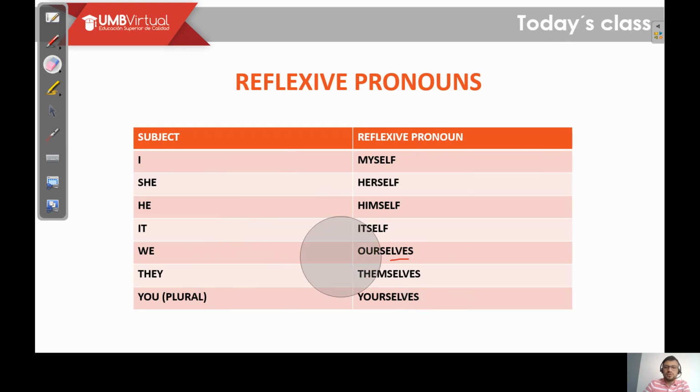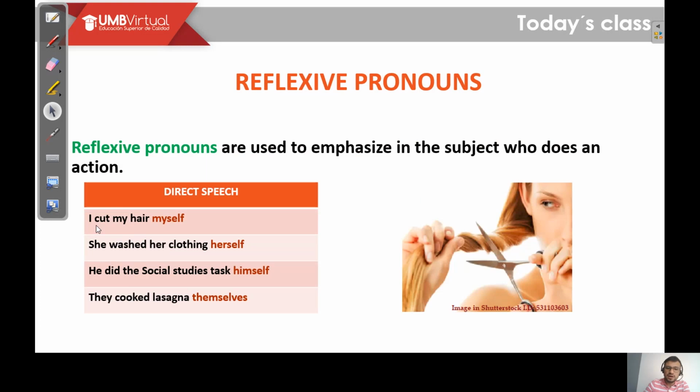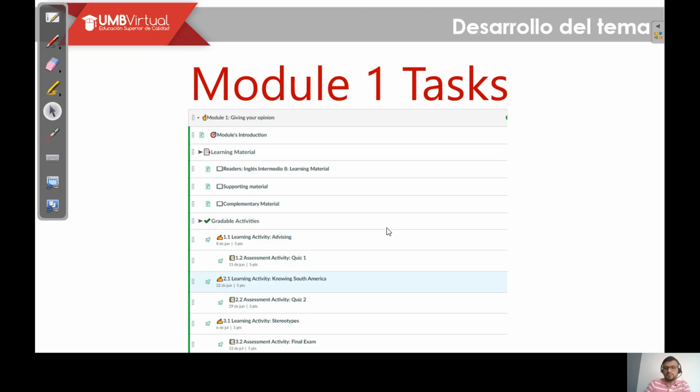Listo. ¿Qué podemos hacer con esto? Pues hablar de oraciones que nosotros mismos hacemos. I cut my hair myself. Yo mismo me corto mi cabello. She washed her clothing herself. He did the social studies himself. Mire que normalmente está así, pero lo podemos encontrar en otra posición. ¿Listo? Y we are done, guys.